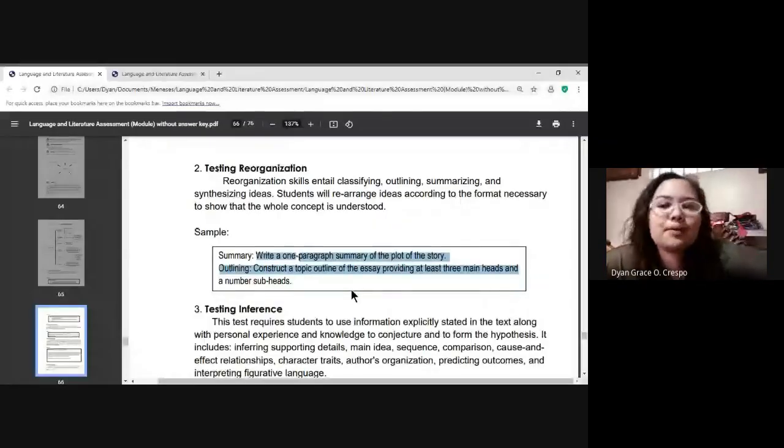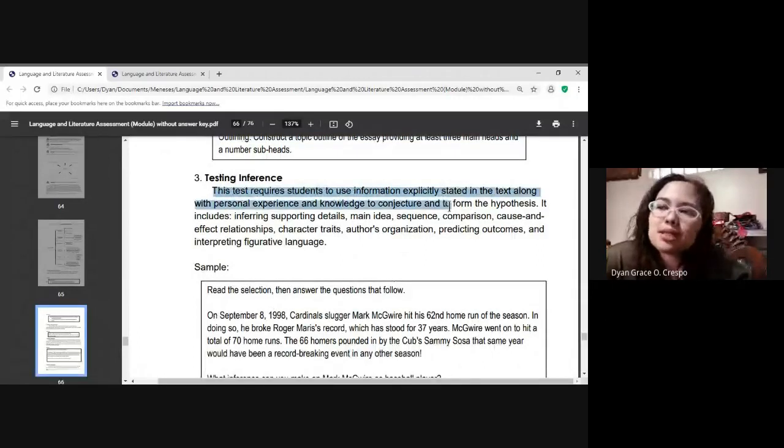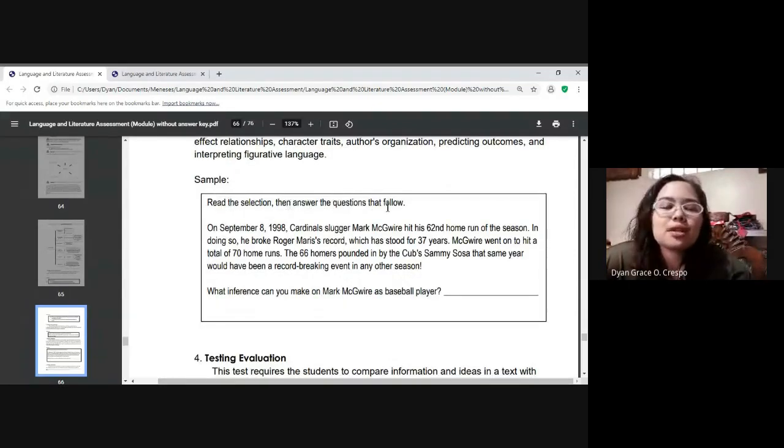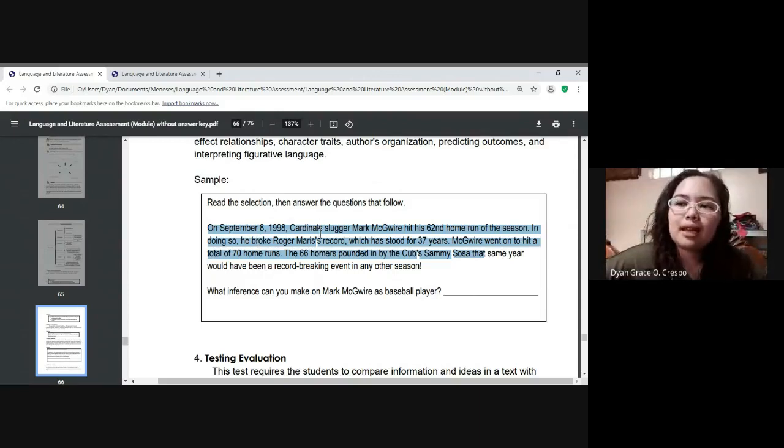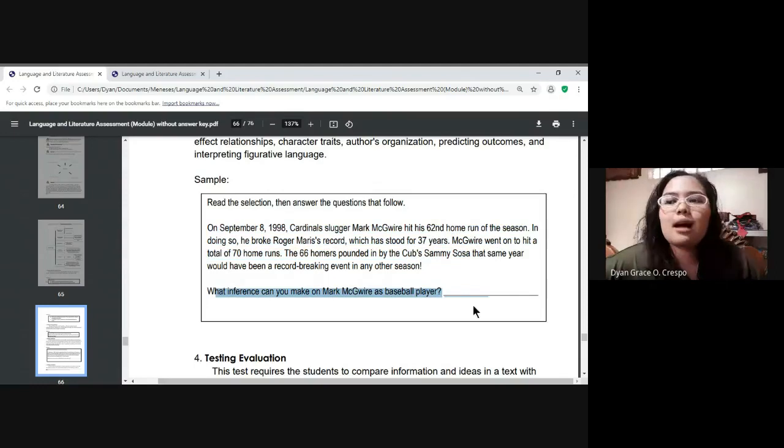Pag inference naman, this requires the students to use information explicitly stated in the text along with personal knowledge. So, for example, read a selection, then answer the questions that follow. Ito actually, itong testing inference na to, ay nakuha ko dun sa SRI. Okay, so mga SRI. So, reader selection then answer. September 8, 1998, Cardinals slugger Mark McGwire hit his 62nd home run of the season. In doing so, he broke Roger Maris' record, which stood for 37 years. McGwire went on to hit a total of 70 home runs. The 66 home runs hit by the Cubs' Sammy Sosa that same year would have been record-breaking in another season. So what inference can you make about McGwire as a baseball player?